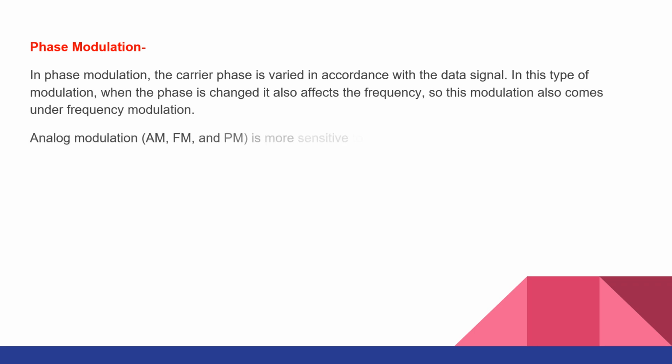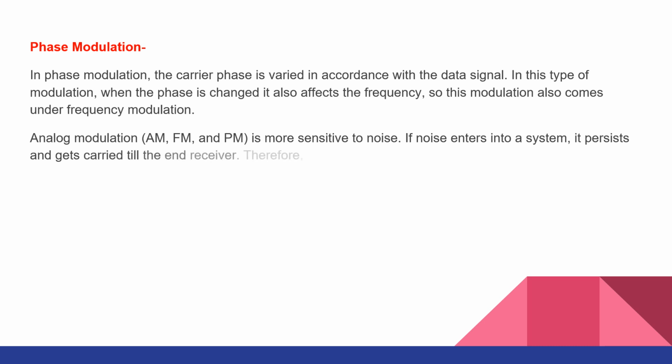Analog modulation is more sensitive to noise. If noise enters into a system, it persists and gets carried till the end receiver. Therefore, this drawback can be overcome by the digital modulation technique.